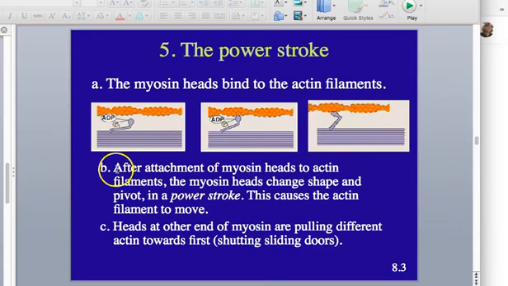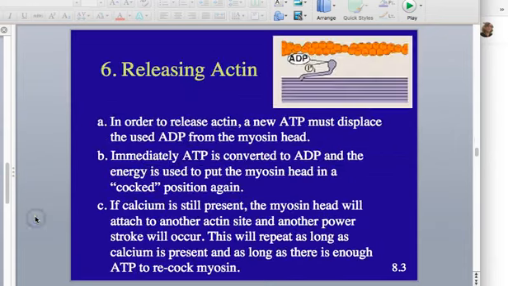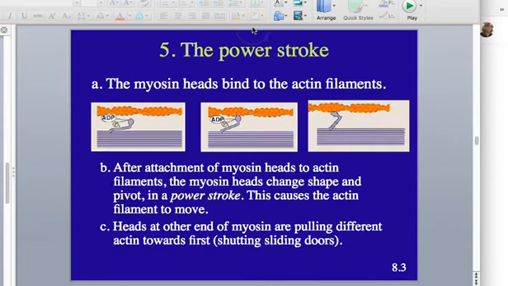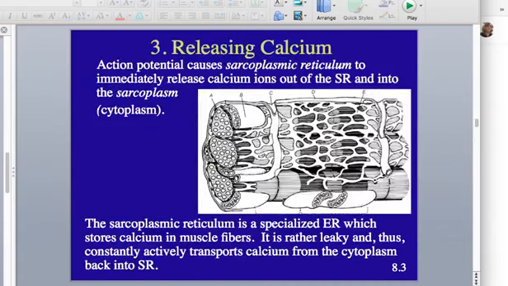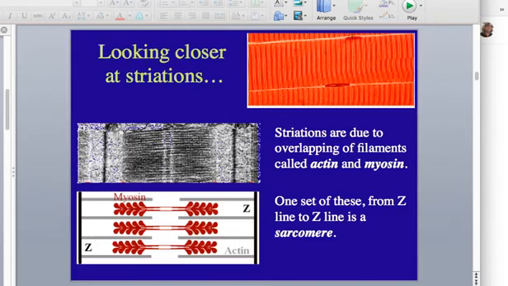It attaches to those actin filaments, and as soon as it does, it contracts. As soon as it touches actin, it contracts. Boom! It's happened. And because this is happening in both directions, let's see. Oh, I don't have a good picture of this. We'll get to it in a second. So remember, this is like a sliding glass door. So this is happening on both sides.